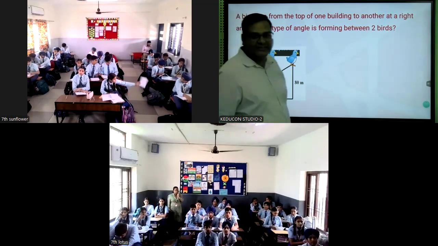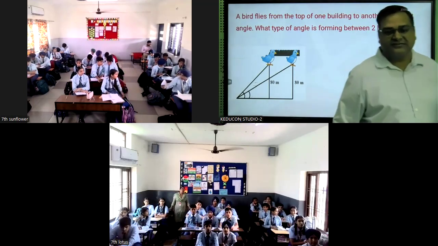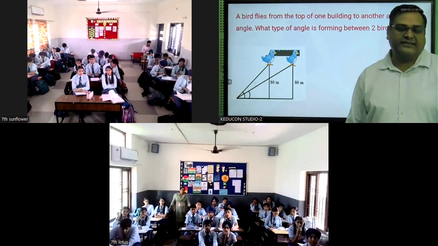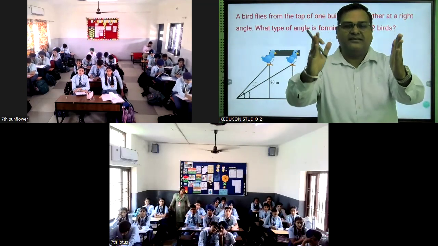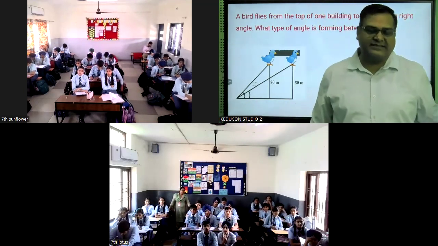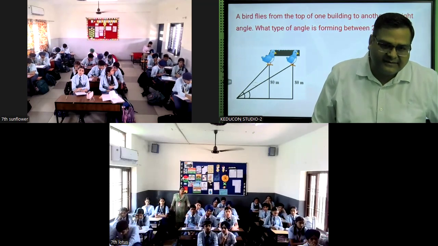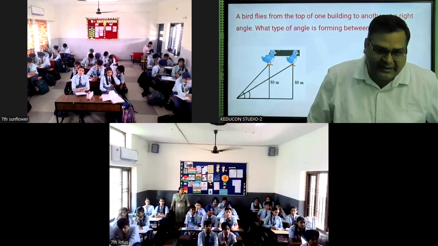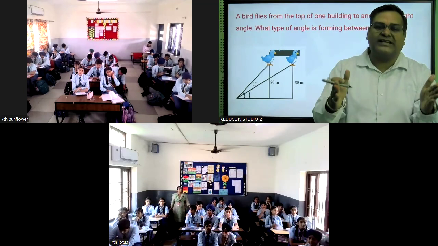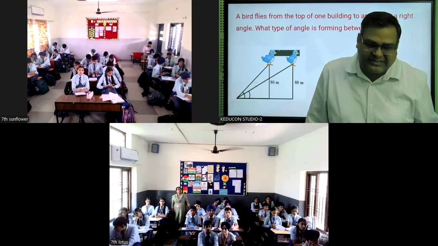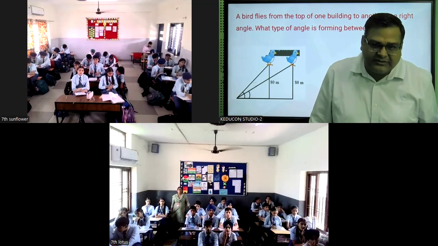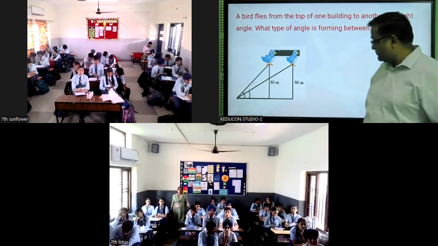Right angle, son, this is. The lines are parallel. What will be the angle between the lines? 0 degree. If two lines are parallel, the angle between them is 0 degree. Is it clear? Right?